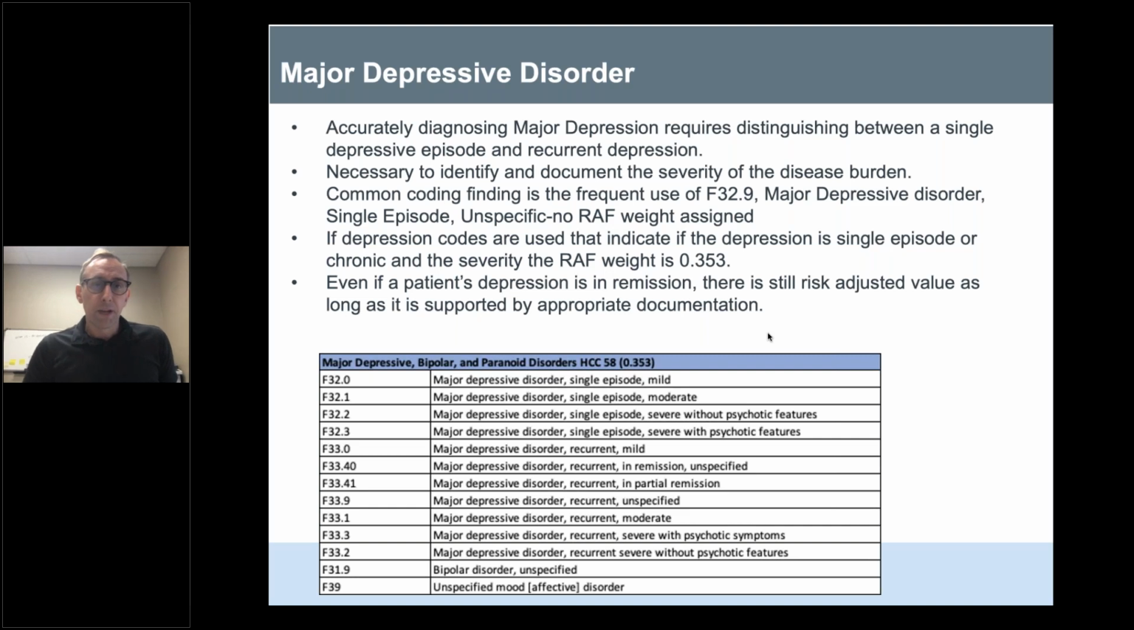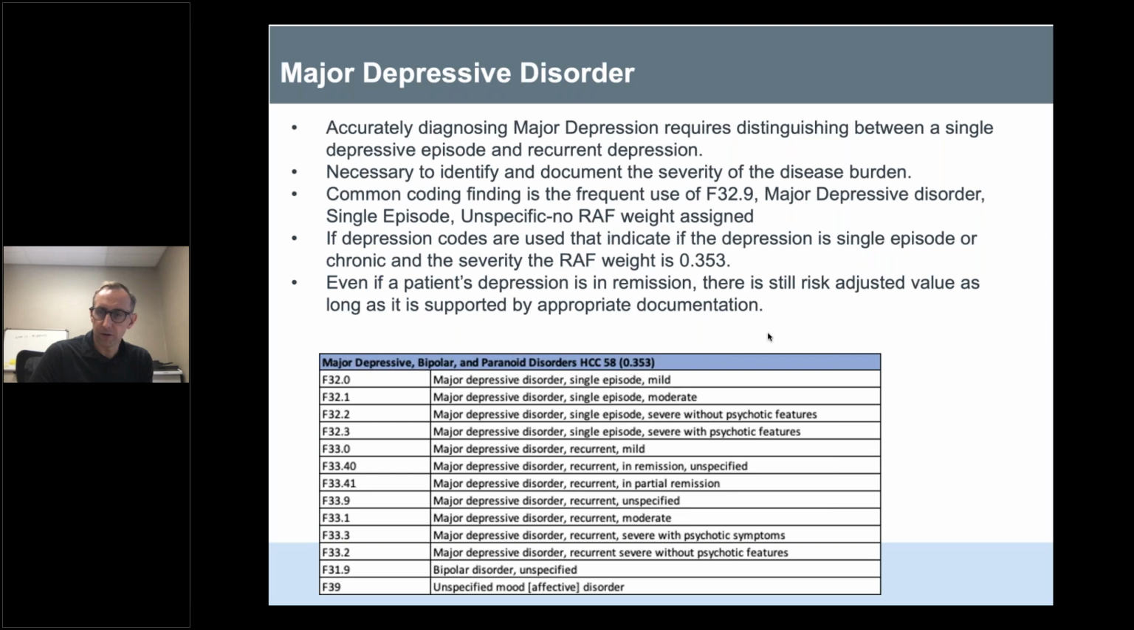All right, next we're going to look at major depressive disorder. I touched on this a little bit before. This is another area where we sometimes see a code that doesn't have the specificity required to achieve risk adjustment. A frequent coding for major depressive disorder is F32.9, which is major depressive disorder, single episode unspecified. And this code doesn't provide any kind of risk-adjusted weight at all.